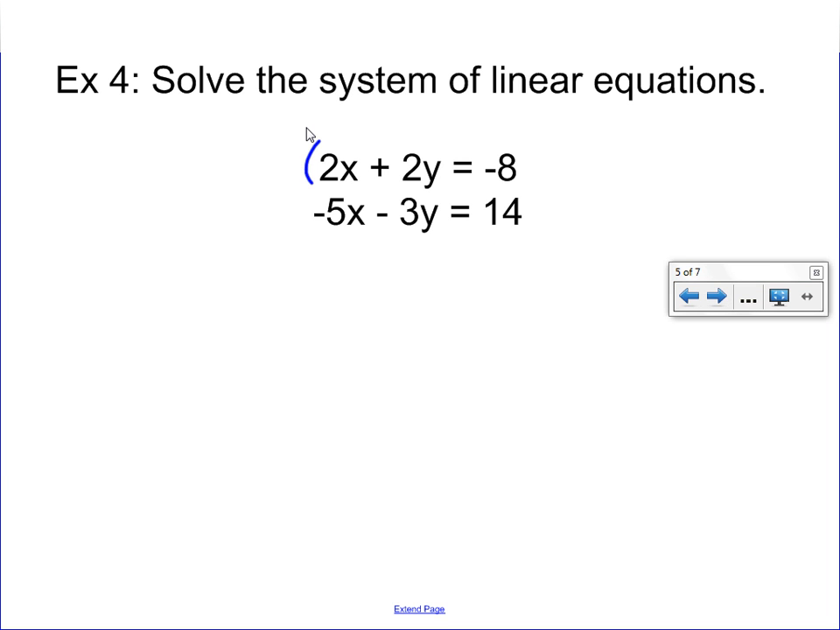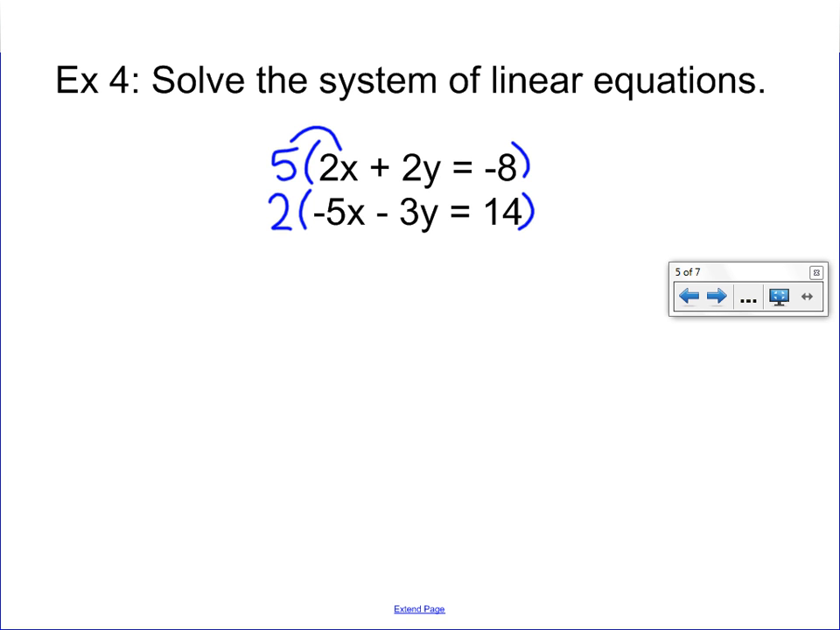So on the top, we'll say this time that we're going to cancel out our x. So what I'm going to do here is multiply by 5 on the top and 2 on the bottom. My signs are already opposites. The top one is a positive, the bottom one is a negative. When I take 5 times 2x, I'm going to get positive 10x. And when I take 2 times negative 5x, I'm going to get negative 10x. Okay?